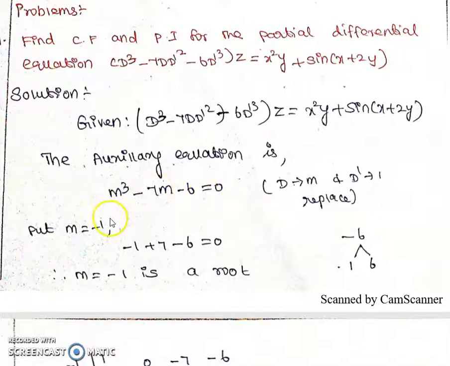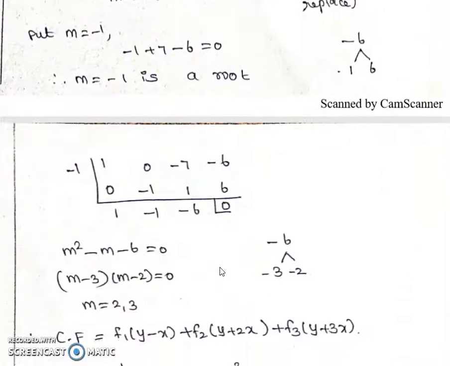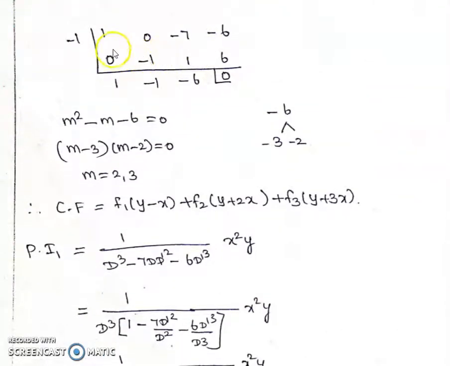If you put m = -1, then (-1)³ is -1, and -7 into -1 gives +7, then -6. So -1 - 6 + 7 equals 0. Therefore m = -1 is a root. Another two roots we are going to calculate by using the synthetic division method.